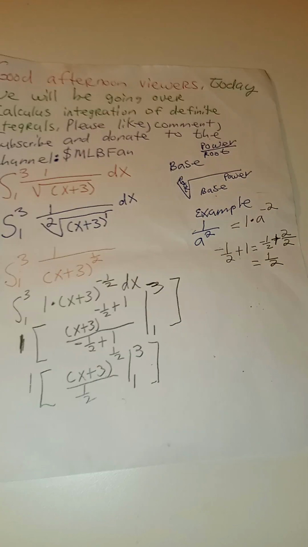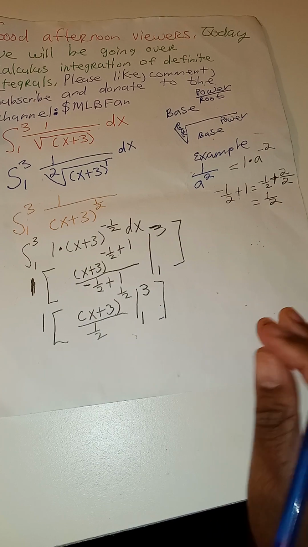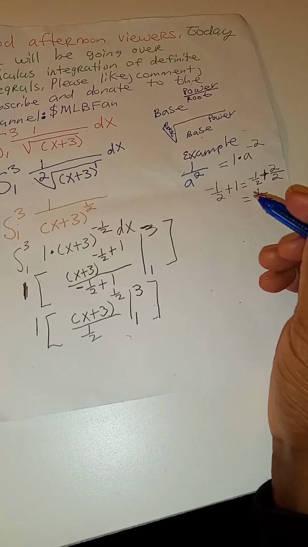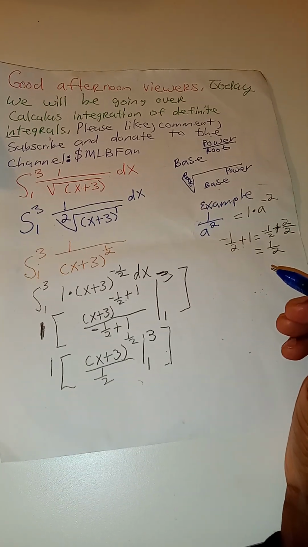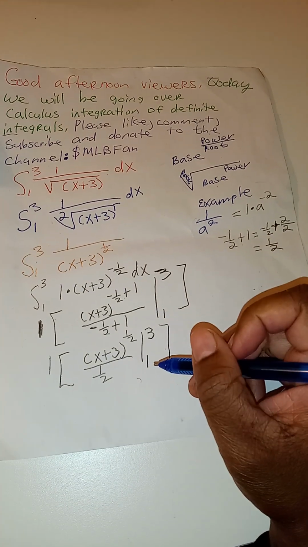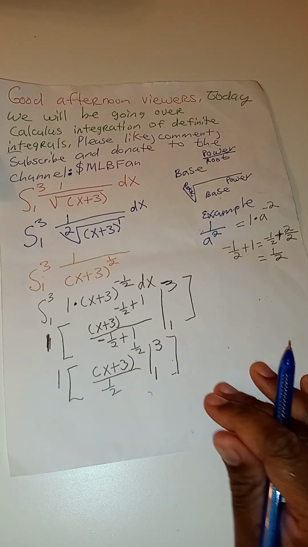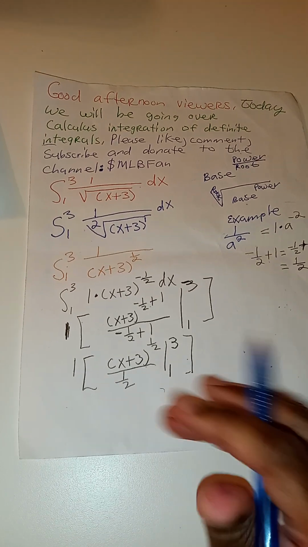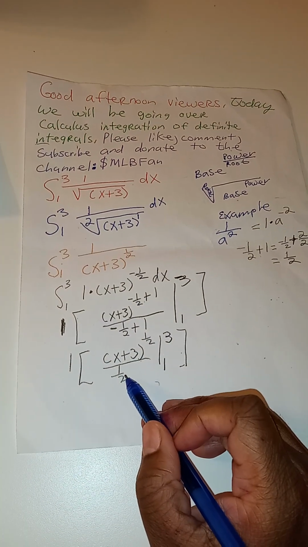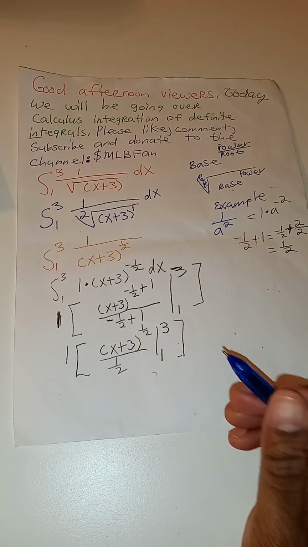Okay. And now we will substitute the top part of the integral, 3, in for x, and then we will substitute the lower part of the integral, 1, in for x after the integration took place. Eventually, but we need to simplify this further with the 1/2 in the denominator.